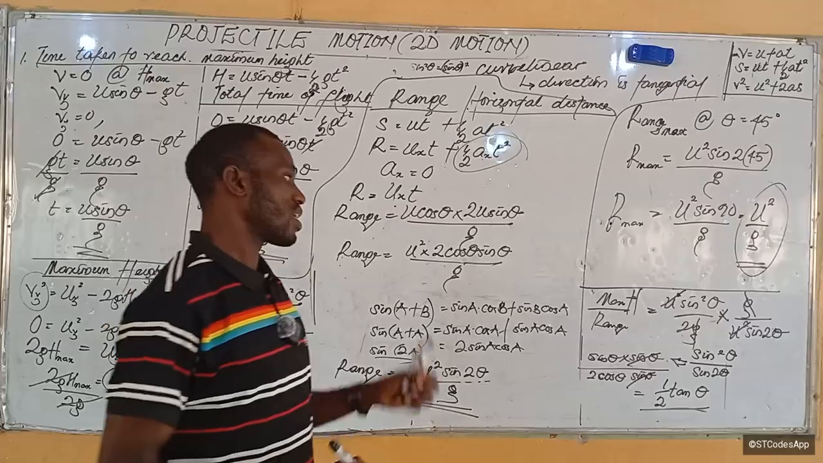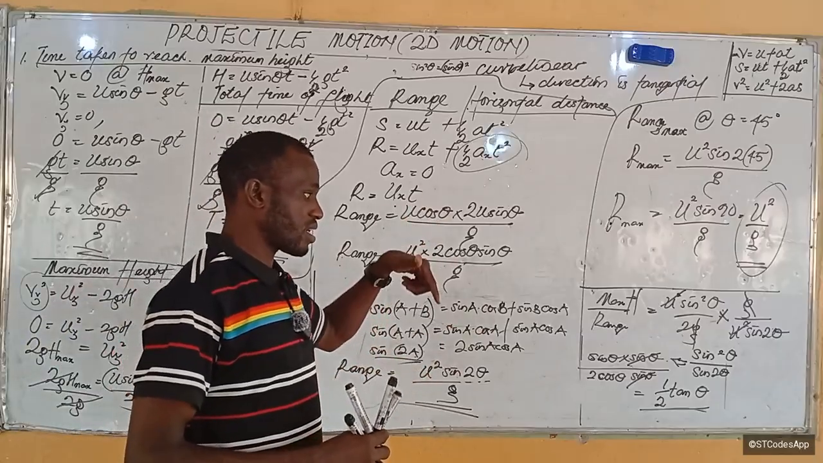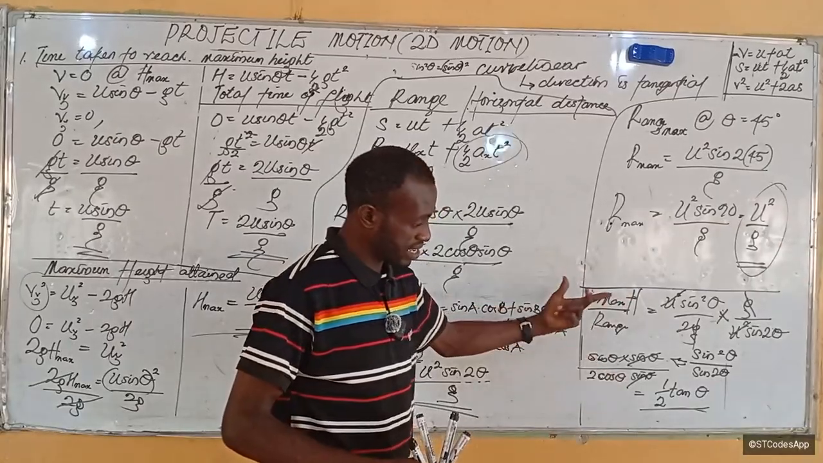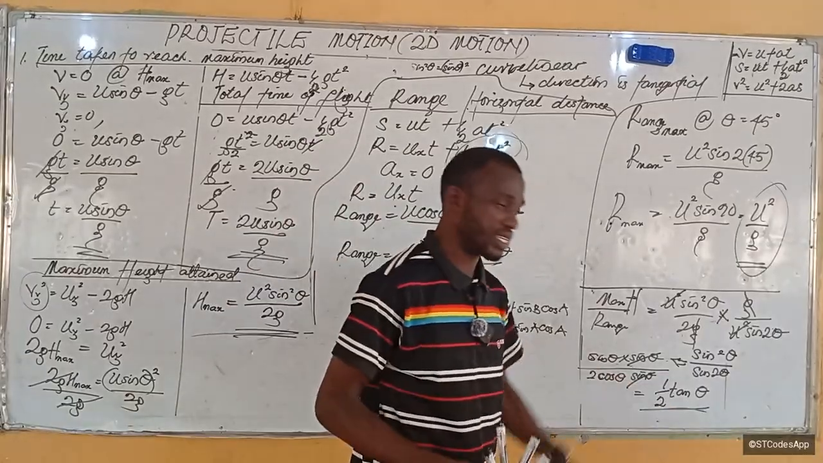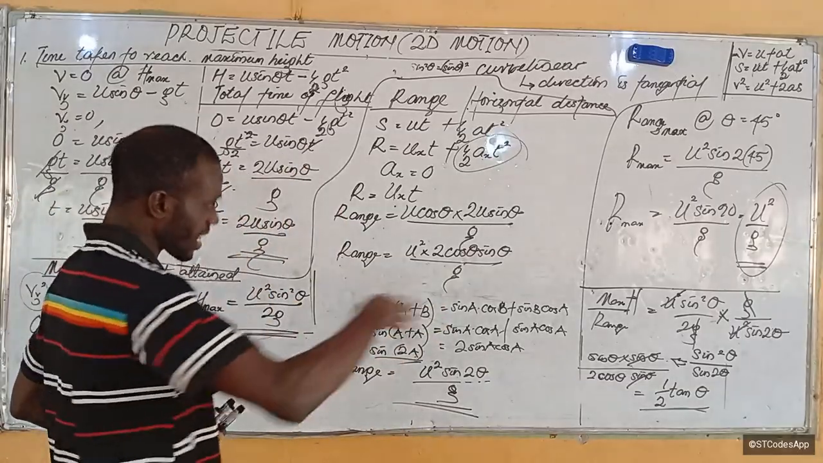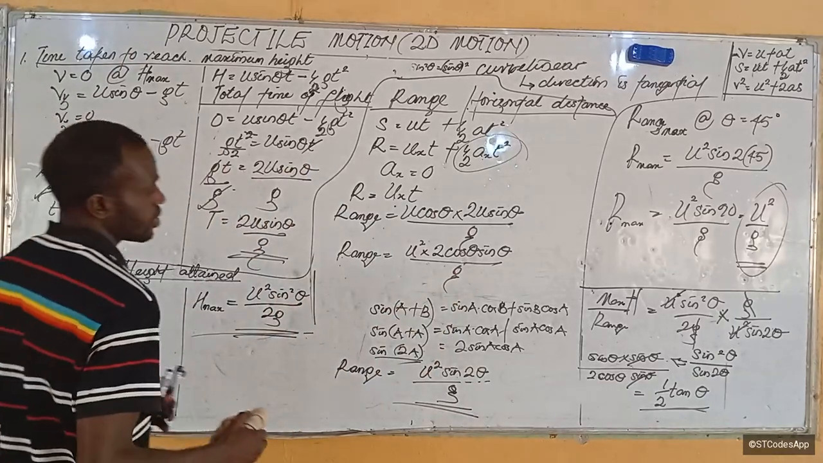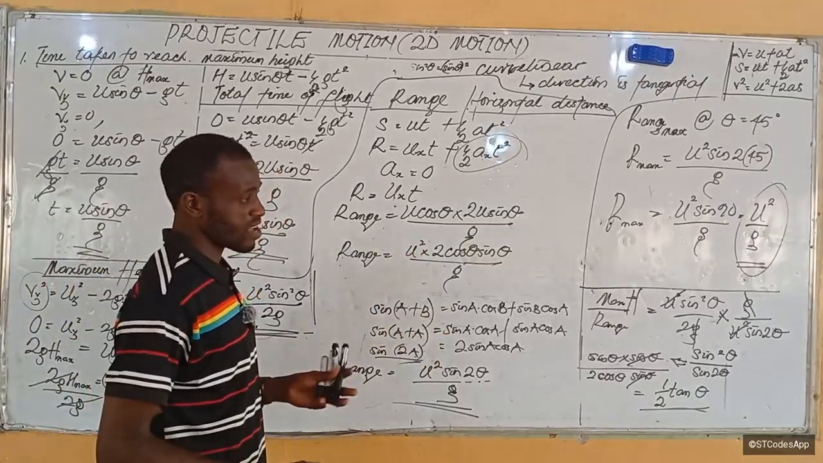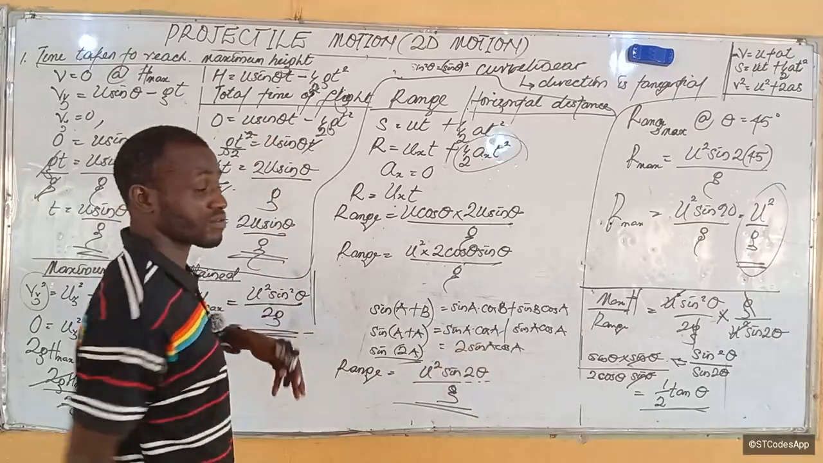That's the ratio of maximum height to maximum range. If it's now range to maximum height, then this will reverse. It will be 2 cot theta, because the inverse of tan is cot. That's just it. That's the ratio. And it is also useful because you might be told to find the ratio of how high the thing traveled to how far it traveled.